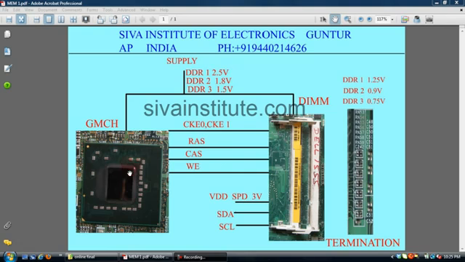No voltage means a memory controller fault in the GMCH. If this voltage is okay, the GMCH memory controller is okay. The memory controller in the GMCH is okay.